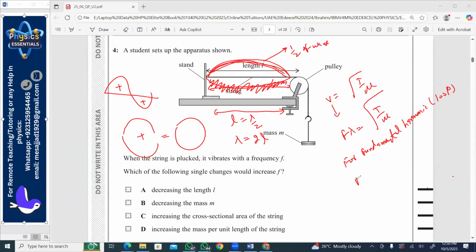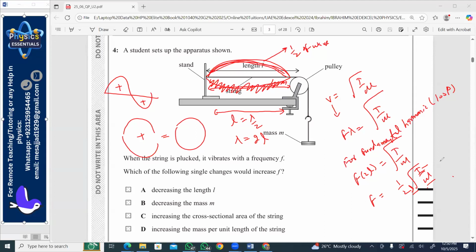All you need to do is just to put in here over mu. And from here, now I am going to have the frequency relation as the square root of T over mu. Now, we need to compare the frequency with length, tension, and mu, okay? So that is how you need to answer in the question when they ask for the dependence of one variable on the other.